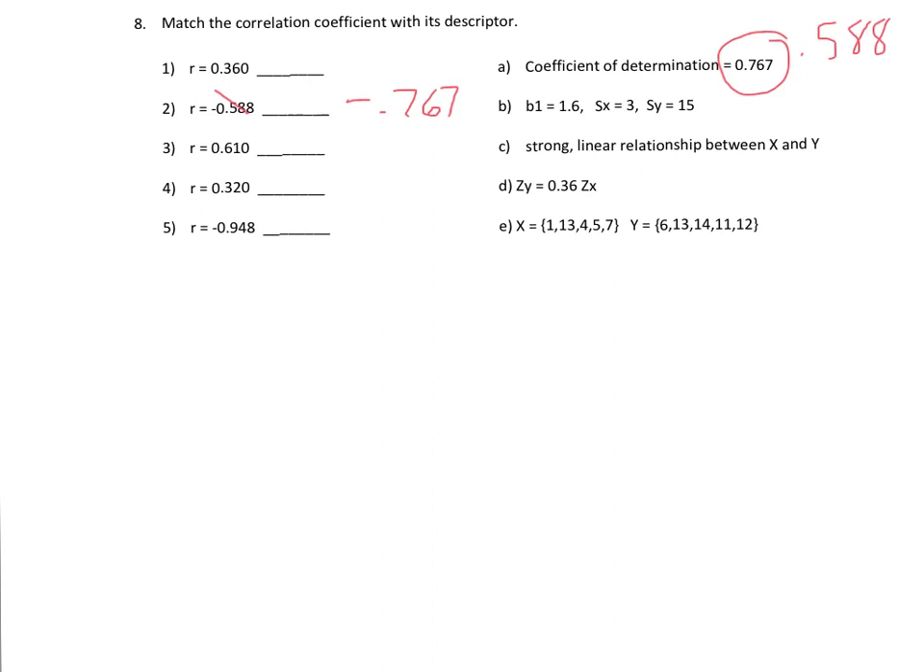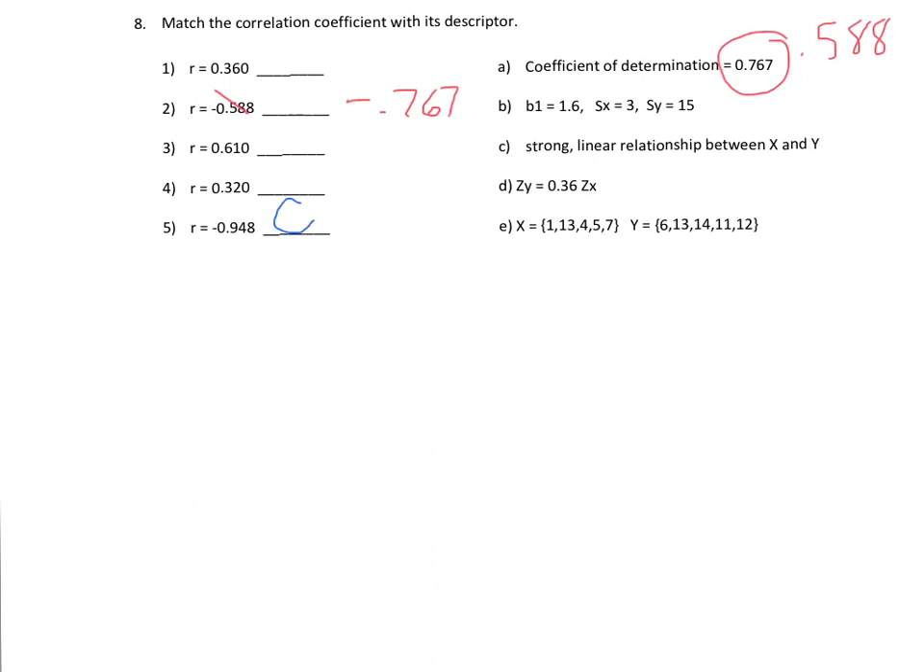Let's take the one that's probably the simplest to do. A strong linear relationship between x and y. Strong means an absolute value. It has to be greater than 0.7. This isn't greater. 1 isn't greater than 0.7. 2 isn't greater than 0.7. Actually, it kind of is. 3, 4, 5. Between 2 and 5, I would give this the strong linear relationship.